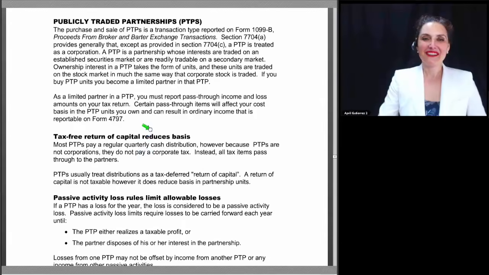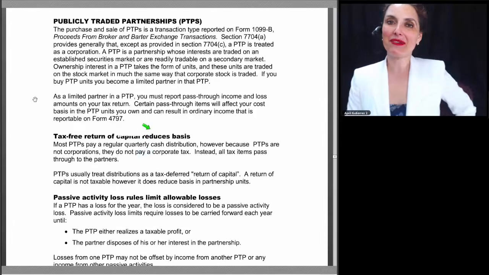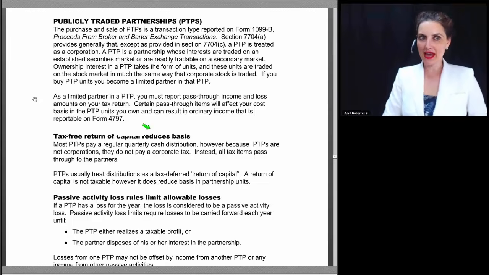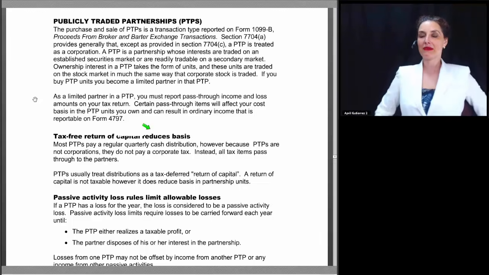Okay, so that's it for 4797. I have a classwork assignment that will give you a few minutes to look at if there's time at the end of the day, but before we get to that, I wanted to discuss publicly traded partnerships.